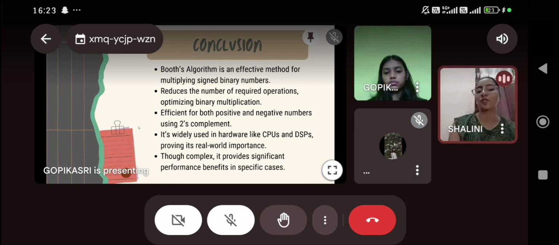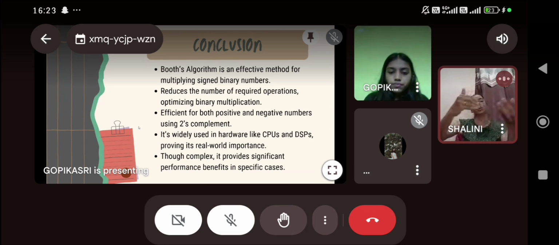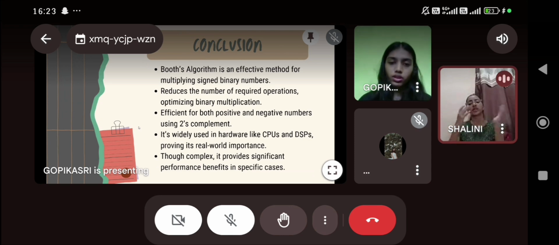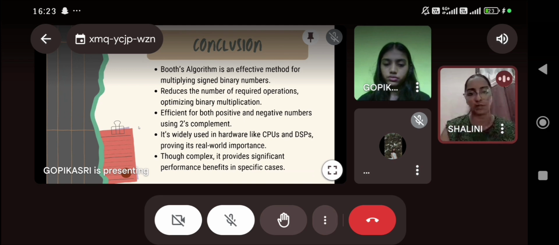Then, it is efficient for both positive and negative numbers using 2's complement. So when there is a positive number or a negative number, it can be shifted into negative or positive using the 2's complement. If we take a 2's complement of a positive number, it results in the negative of the same number, and the same with a negative number. If you apply 2's complement to a negative number's binary digit, it results in the normal positive number of the same digit.